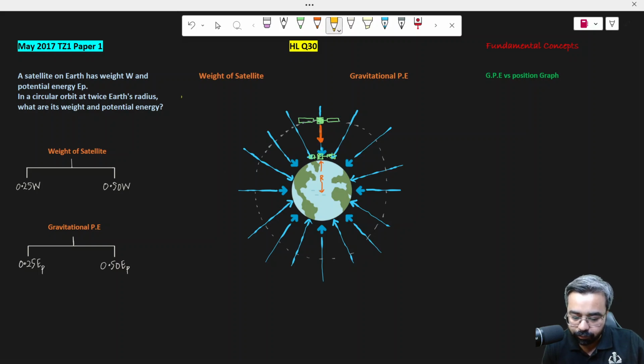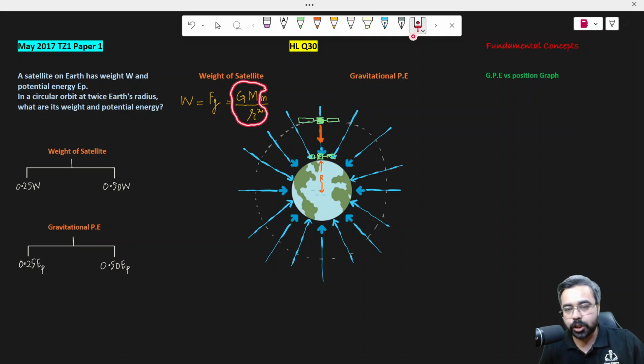So let's find it. The weight is actually the pull of the Earth, and that's why, according to Newton's law of gravitation, this is equal to G big M small m divided by R squared. Big M is the mass of the planet, small m is the mass of the satellite, and R is the orbital distance. Now in this equation, GM over R squared is the gravitational field strength. That's why we usually write the weight like this equation as well. Anyways, we are going to use this equation.